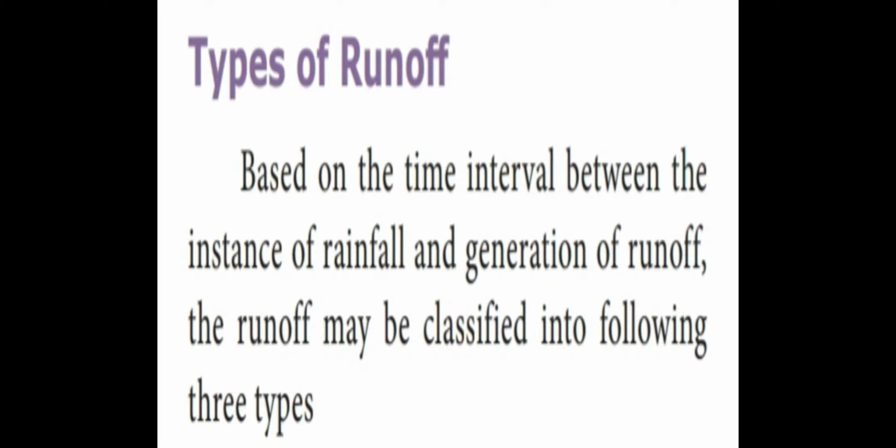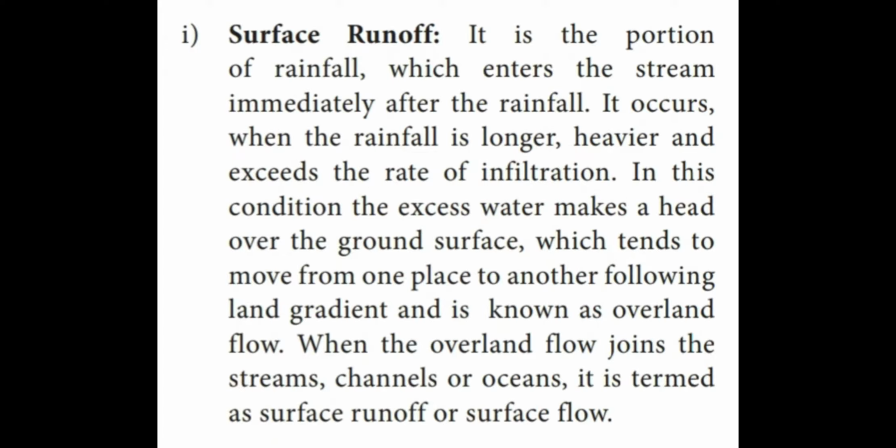Types of runoff. Based on the time interval between the instance of rainfall and generation of runoff, the runoff may be classified into the following three types. There are three types in runoff. What are they? First one is surface runoff. It is the portion of rainfall which enters the stream immediately after the rainfall. So what is surface runoff? It is entering the stream immediately when rainfall comes.